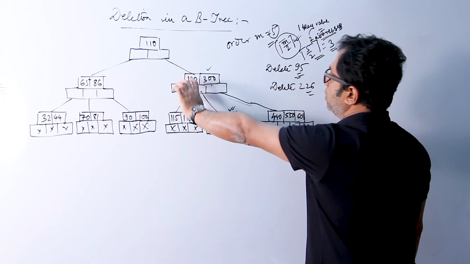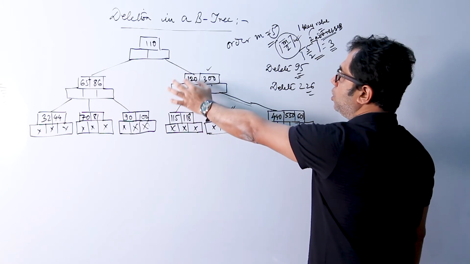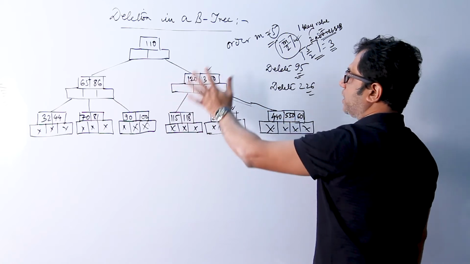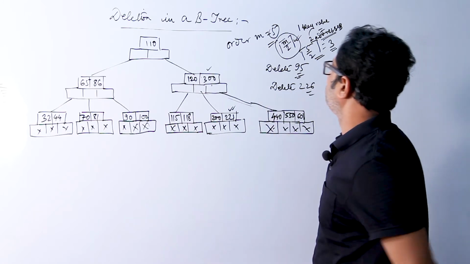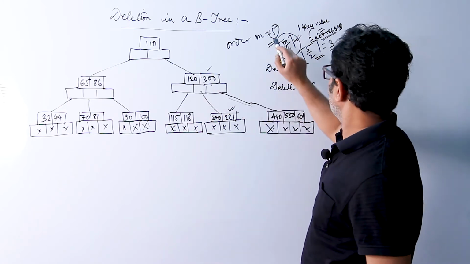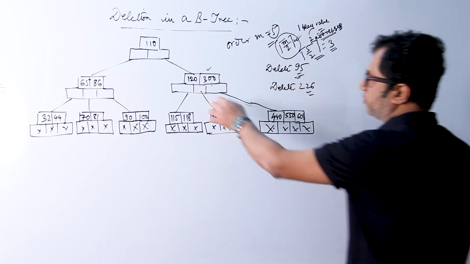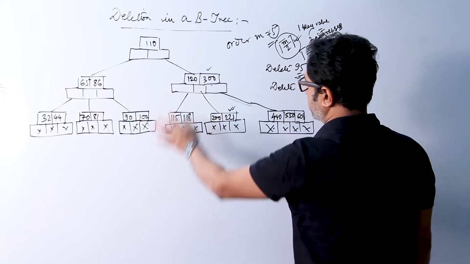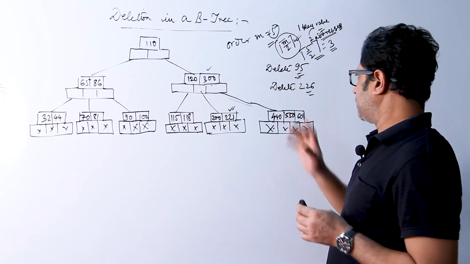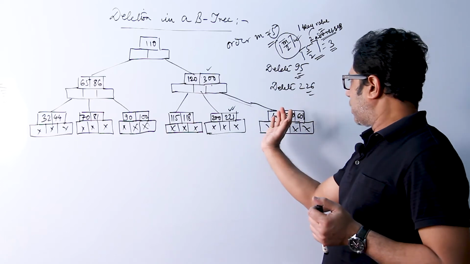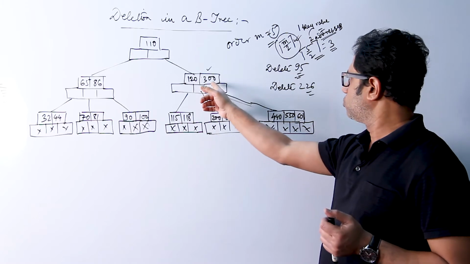That will also reduce this portion of this node to 1 key value and 2 child nodes, which will also violate the concept of B tree, because the ceiling of 5 by 2 means 3, and we will be left with 2 child nodes. So that is not the case which we should keep. We have to do some other operation to borrow something from over here to replace this 300.